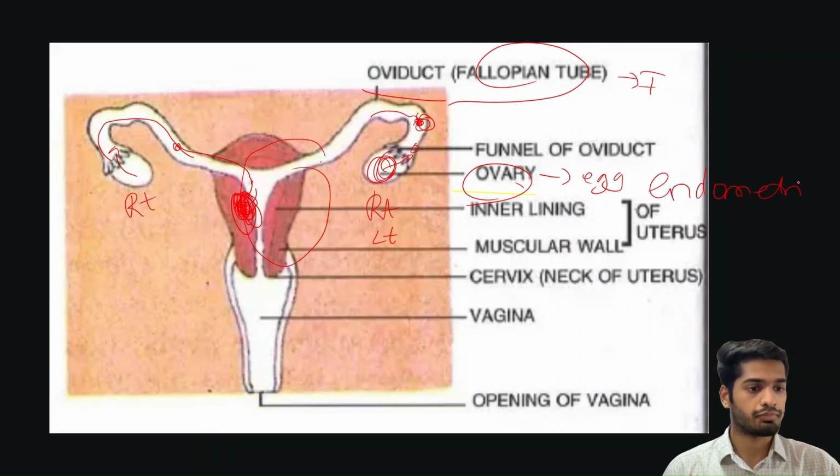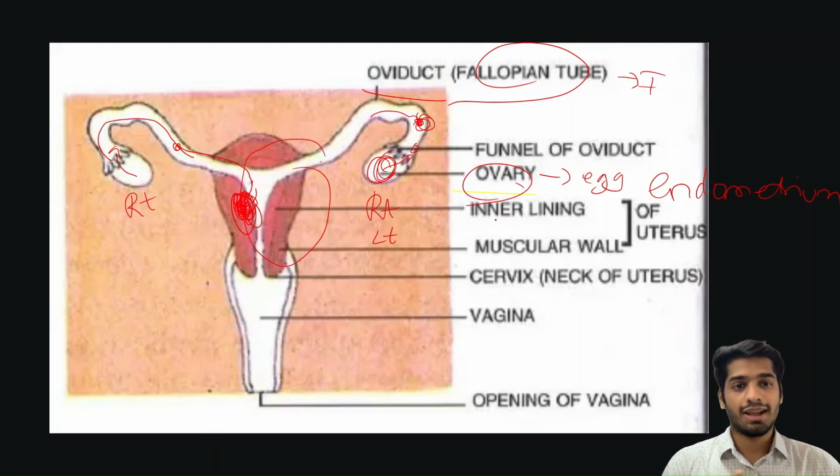Endometrium. So endometrium is nothing but the innermost wall or the innermost lining of the uterus. So in that wall, this fetus is going to implant itself.